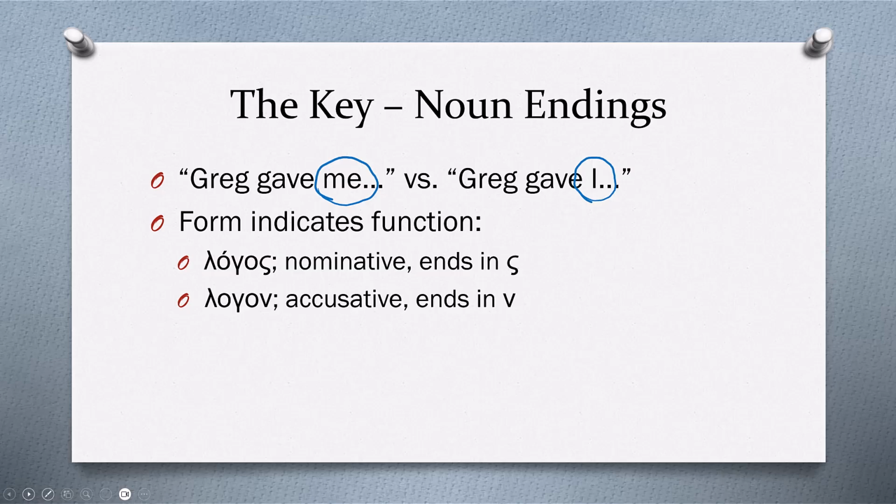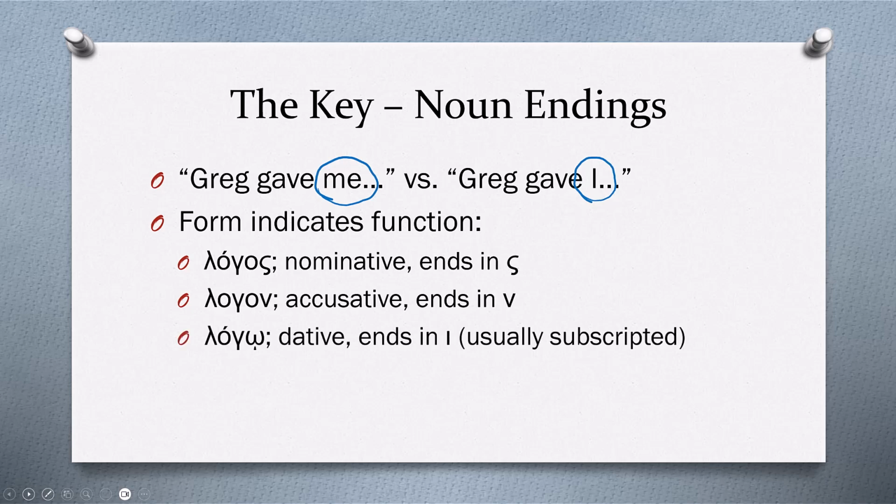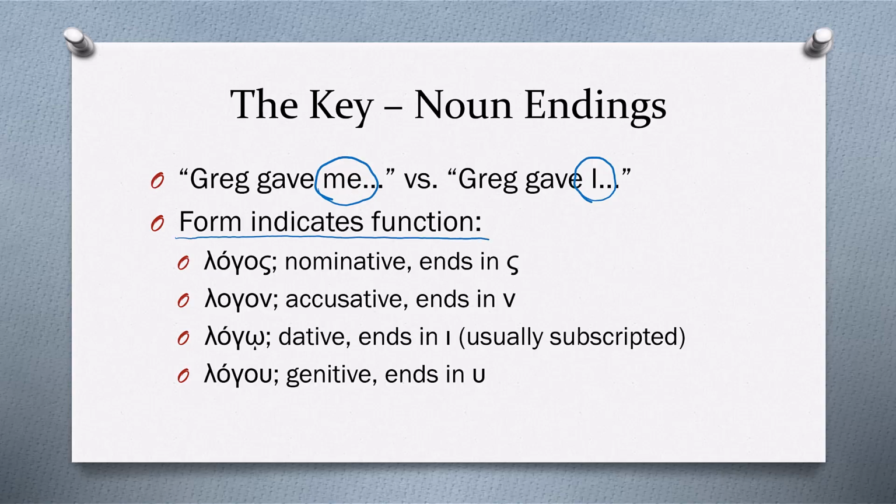Logon is the same word, but it would be the accusative case because it ends in a nu. Logo would be the dative case because it ends in an iota. And usually for the dative case, at least when it's dealing with a singular noun, the iota is going to subscript. And logu would be the genitive case because it ends in an upsilon. So we want to keep in mind that form indicates function.